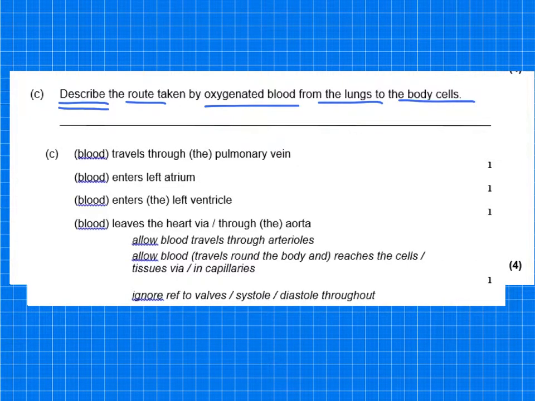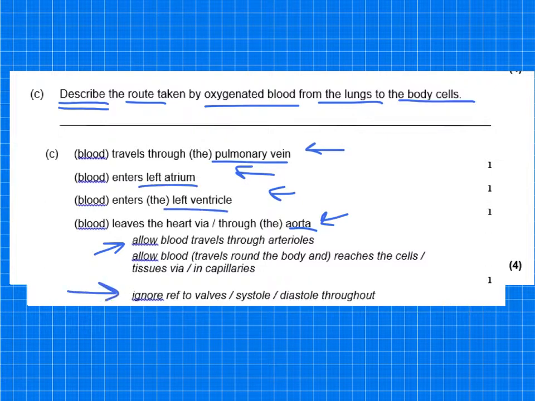Looking at the answer, it's quite simple. So blood travels through the pulmonary vein first, then into the left atrium, through the valve into the left ventricle, and then it leaves the heart via the aorta. Okay, and that is the 4 marks. It does say allow blood to travel through the arterioles or reaches cells by capillaries, but I don't think you need that. It's about the heart. So pulmonary vein, left atrium, left ventricle, aorta.